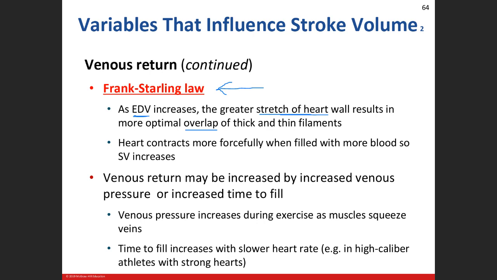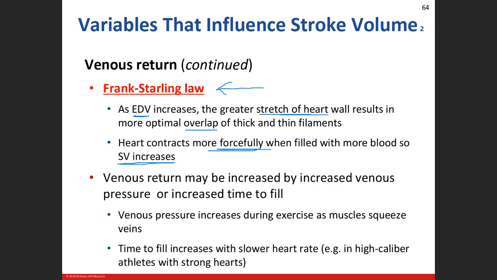Same thing here with the heart. We get more overlap between our thick and thin filaments, then we'll get a more forceful contraction, which means we're going to eject more blood out of that heart. That's what the Starling Law represents.